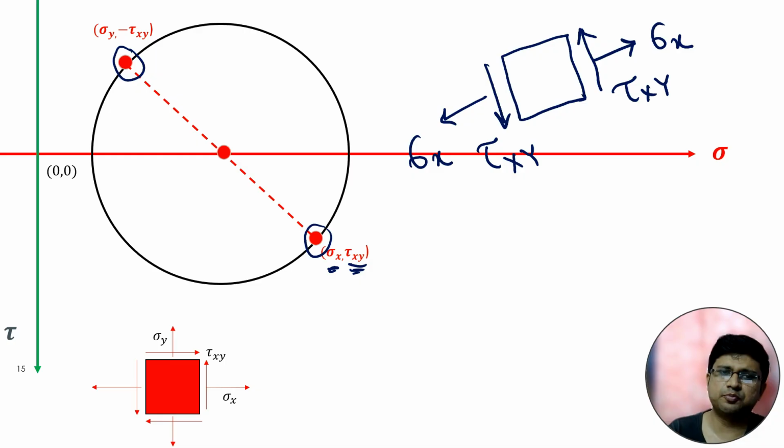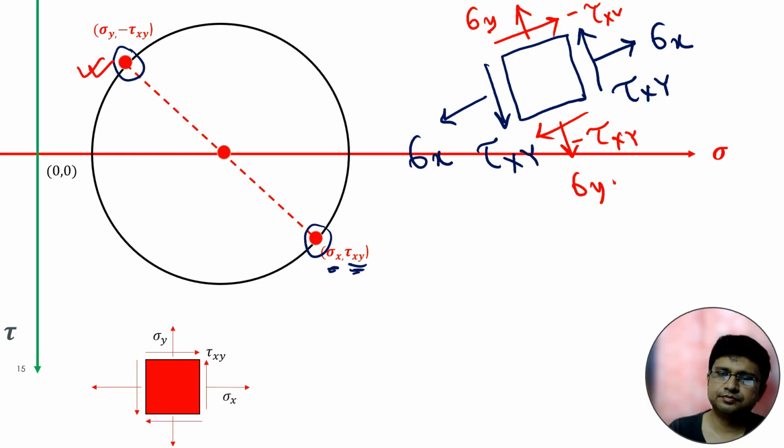Now what about this particular point? This point corresponds to the horizontal plane. There the stress is sigma y, minus tau xy. So this will be sigma y. And why minus tau xy? Because the shear stress will create clockwise rotation, so it will look like this. So this will be minus tau xy. This is the sign convention: shear stress that creates anti-clockwise rotation is positive, and clockwise rotation is negative. So these two are our points.